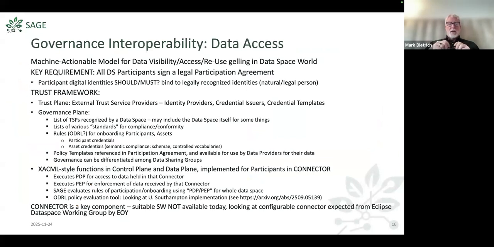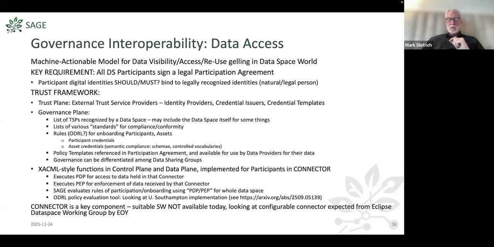One thing we've focused a lot on is how to implement data access and governance. And there we're working on a machine actionable model for data visibility, access, and reuse, which is gelling in the data space world. And here, our key requirement is that all data space participants will be asked to sign a legal participation agreement. This is not something that is common, but it is well discussed in the context of, for example, the rule book that was originally created in Finland. I forget which organization. I think VTT has taken it over. It's been adopted by the Data Space Support Center, and it's a good starting point. It's not only a good starting point, but it does establish that legal framework on which everybody will rely.